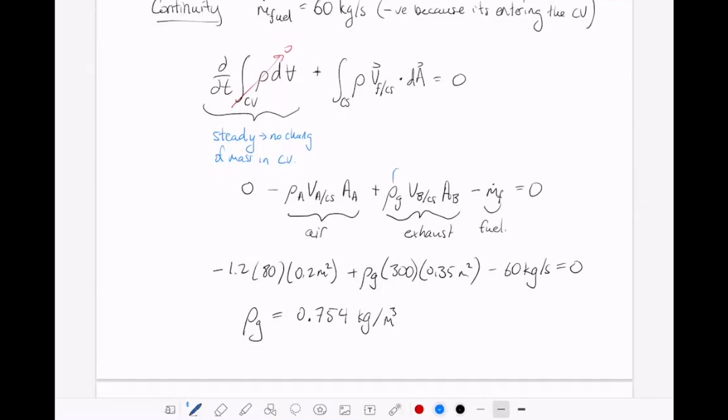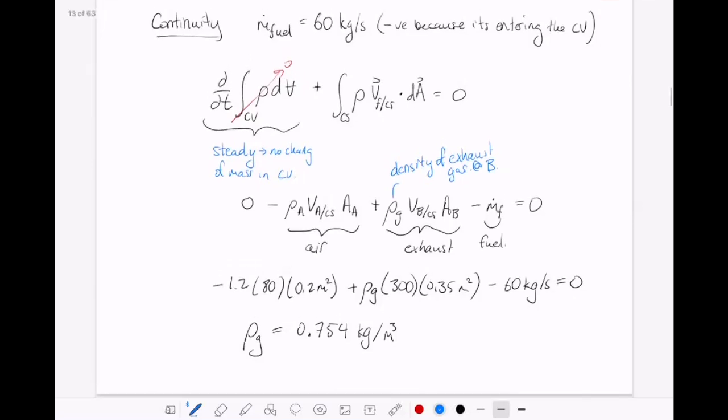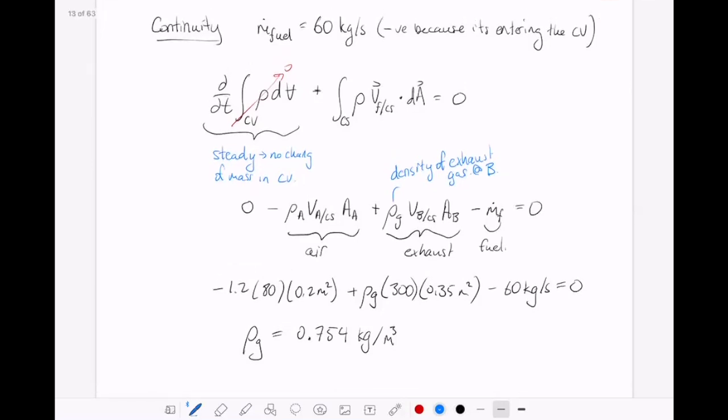Now I'll make a note here. So the trick in this problem was determining what was the velocity of our fluids at the inlet and outlet with respect to the velocity of our control surface.